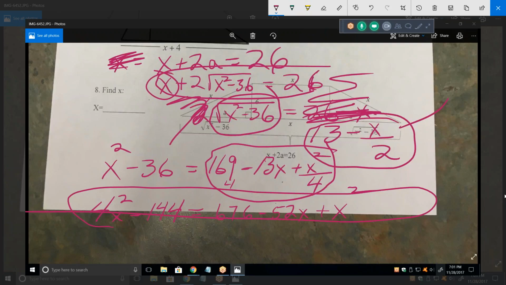Put everything on the left side. What do you get? Would you subtract the 676 first? You can do it in any order you want. You got to bring the 676 over, you got to bring the negative 52x over, and you got to bring this x squared over. Let's start with the x squared. So what am I going to have on the left? 3x squared. What's the x term going to be?